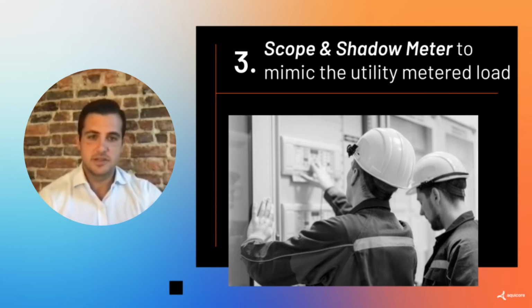As each property is scoped, the appropriate hardware is ordered and installation is scheduled by Aquicore. This installation usually takes no more than 4 hours on site, and once the system is installed, it will continue to provide a fully automated benchmarking data service for the life of the building.